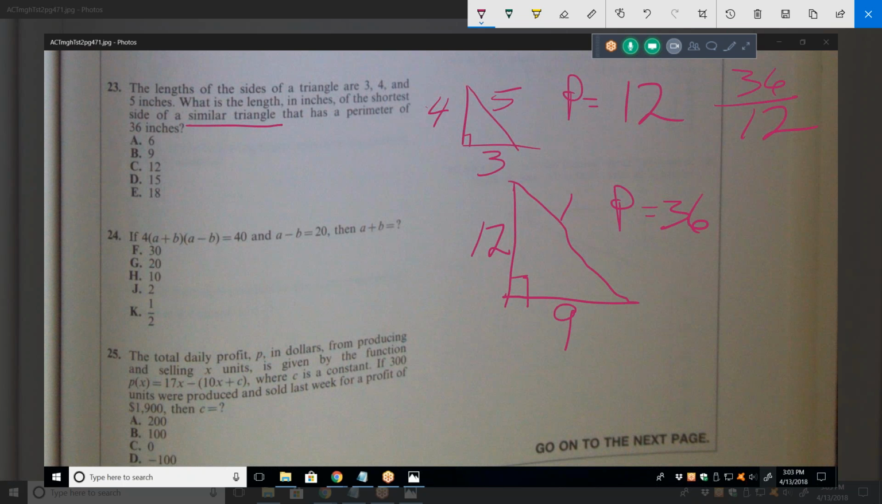So then is the answer B? Yes. In other words, the shortest side, well, that's always the 3 side. And in this case, it's the 9 side. Okay.